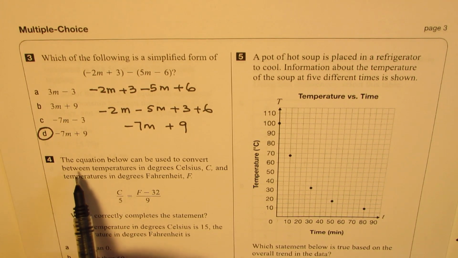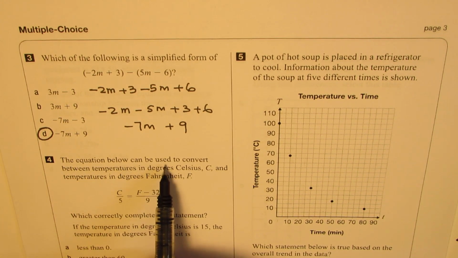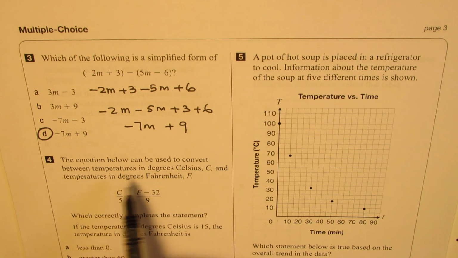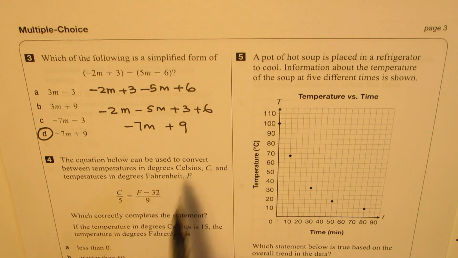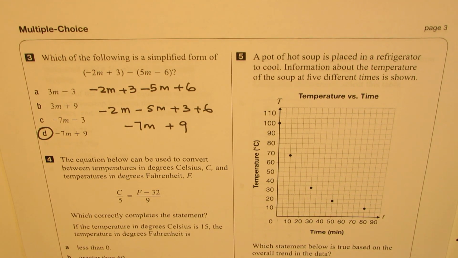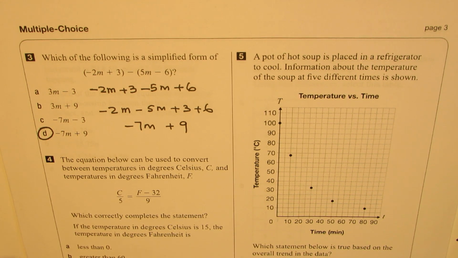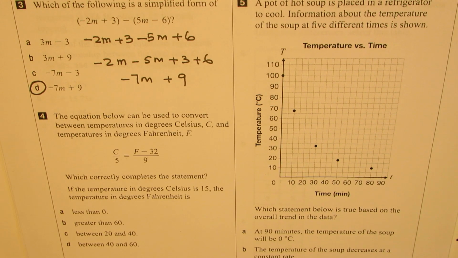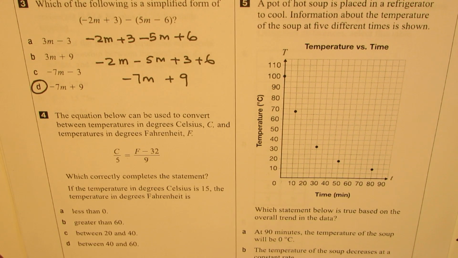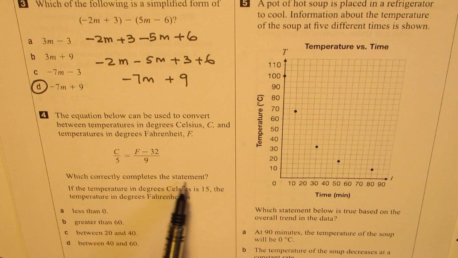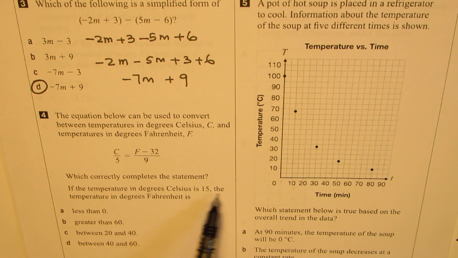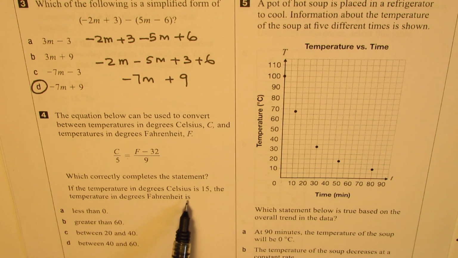Next question here is, the equation below can be modeled to convert between temperature in degrees Celsius, C, and temperature in degrees Fahrenheit, F. C over 5 equals F minus 32 over 9, which correctly completes the statement. So let me just push the page a bit forward so that you could see the choices. Which correctly completes the statement? If the temperature in degrees Celsius is 15, the temperature in Fahrenheit is how much?